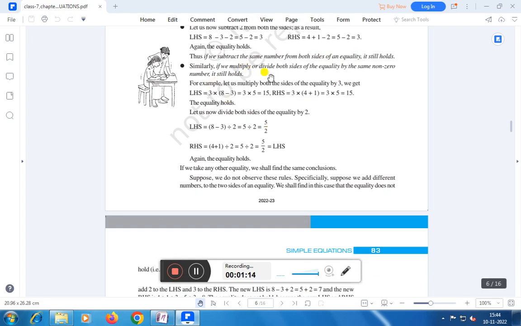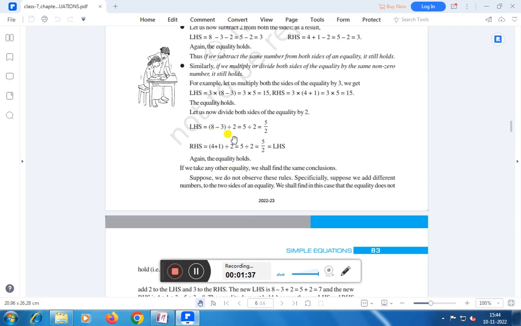Similarly, if we multiply or divide both sides of the equality by the same non-zero number, it still holds. For example, let us multiply both sides of the equality by 3. We get 3 into 8 minus 3, or 3 into 5, that is 15. Right hand side, 3 into 4 plus 1, that is also 15. The equality holds again.